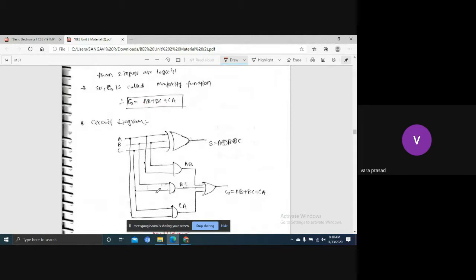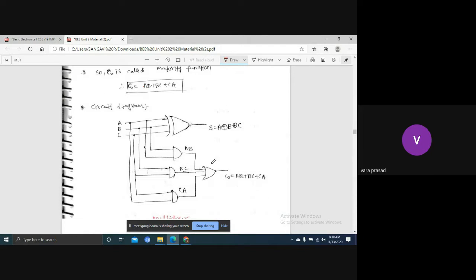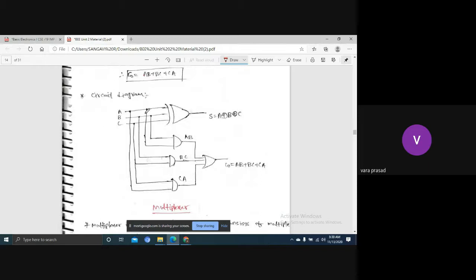This is about the circuit diagram. Okay, XOR gate, 3 input XOR gate, A, B, C are the input. Here A, B, here B, C, here C, A. That's a C naught is equal to AB plus BC plus CA. This is also an expected question.